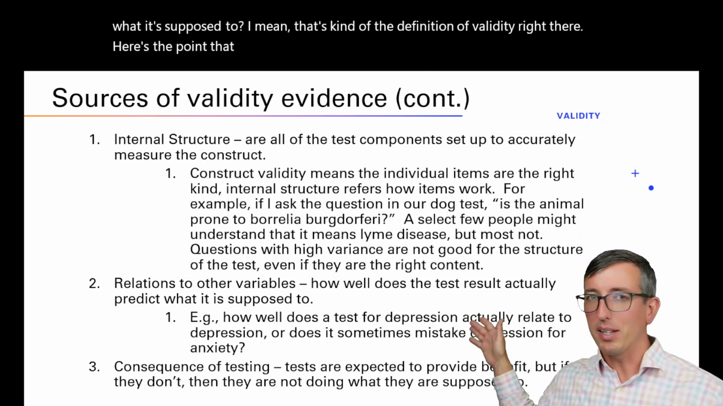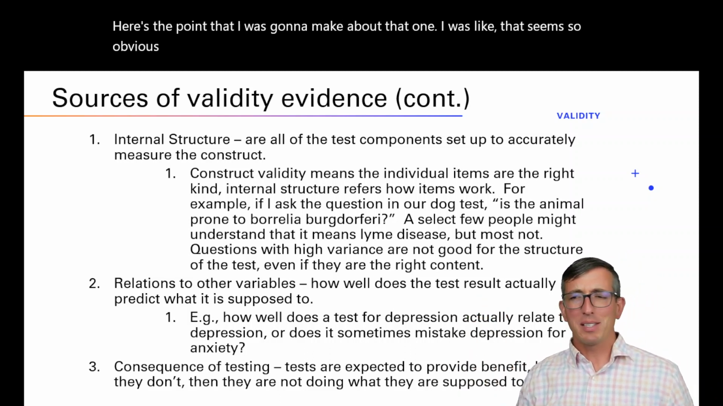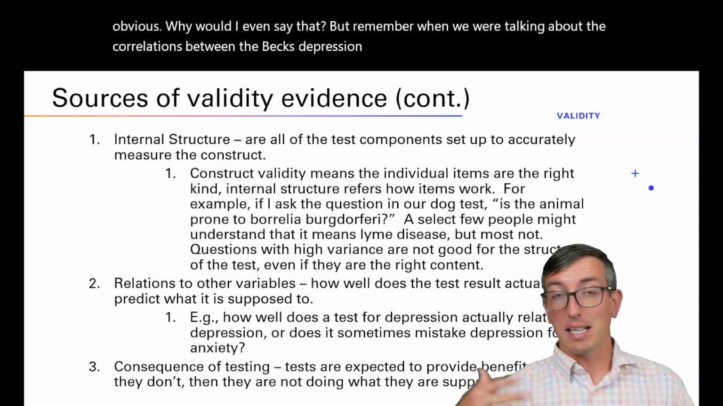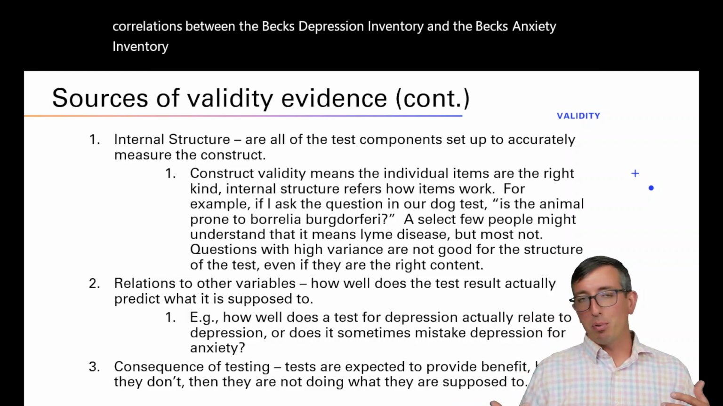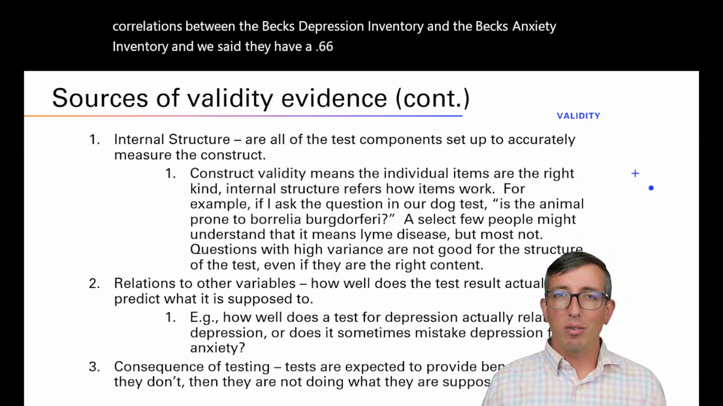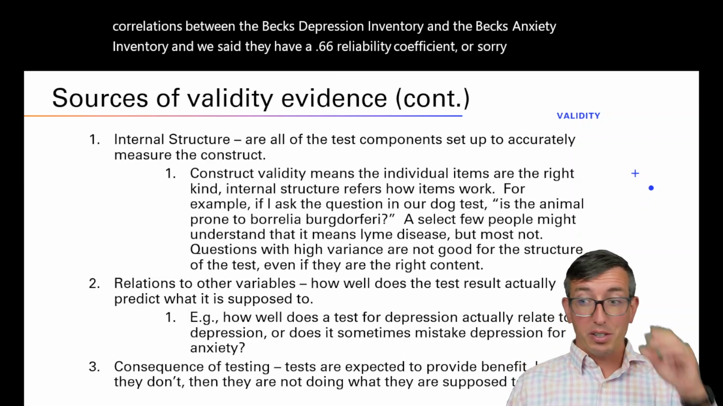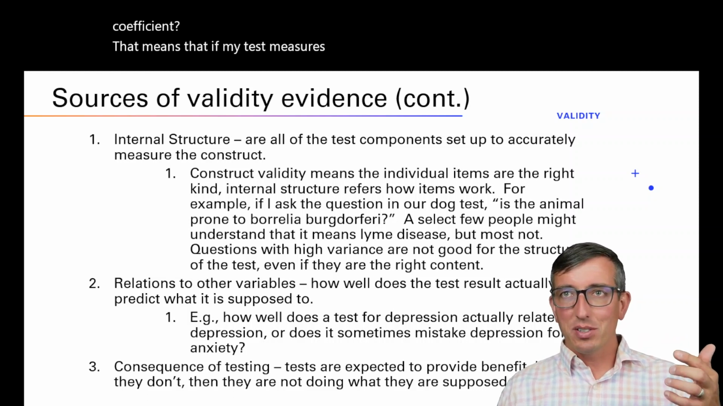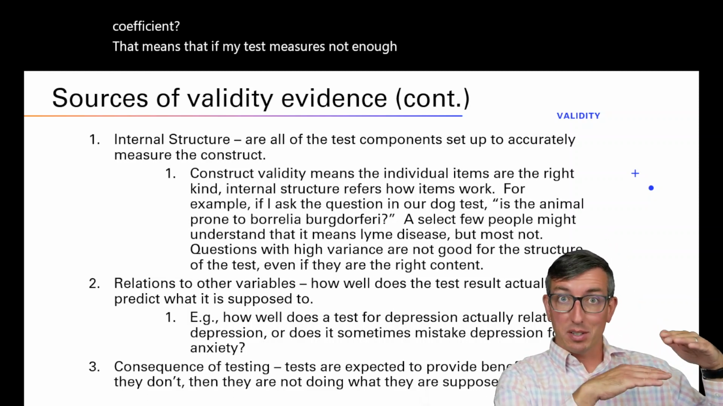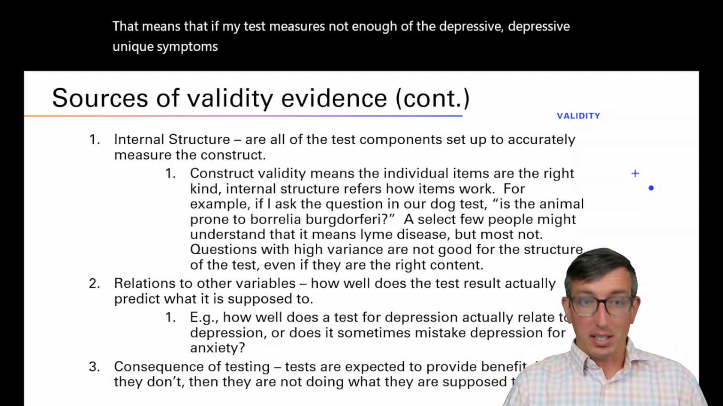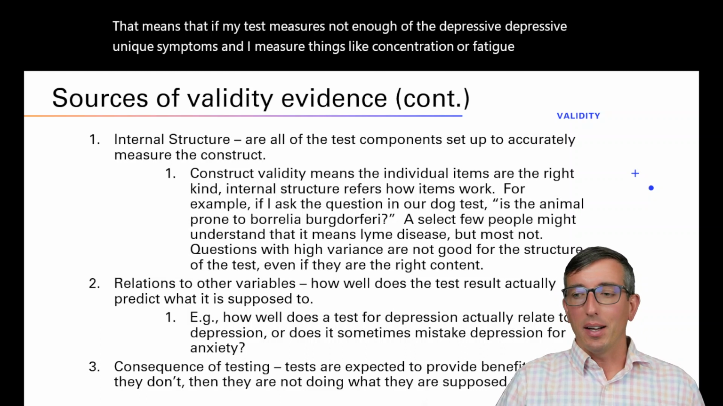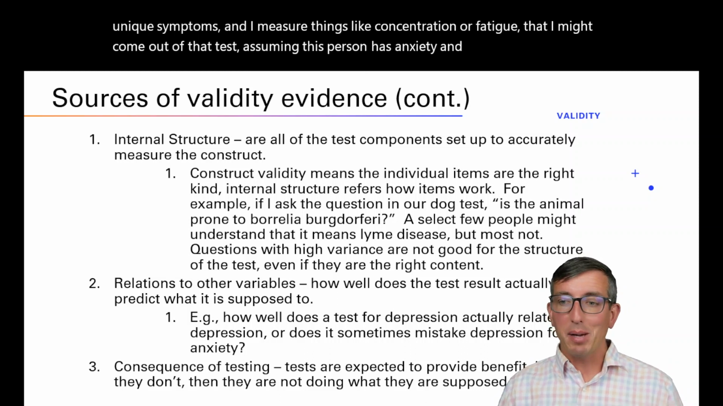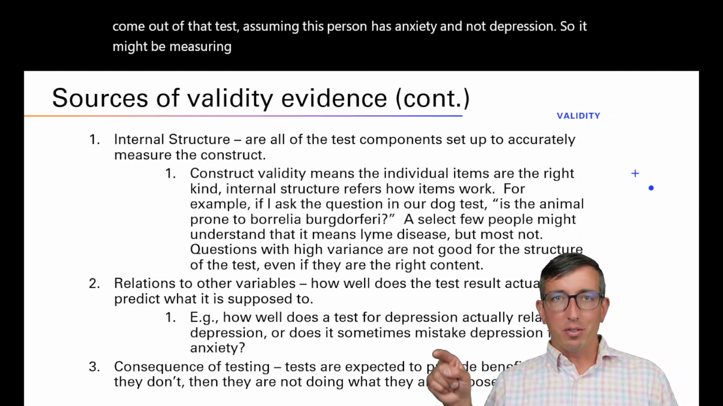Here's the point that I was going to make about that one. I was like, that seems so obvious. Why would I even say that? But remember when we were talking about the correlations between the Beck's Depression Inventory and the Beck's Anxiety Inventory? And we said they have a 0.66 correlation coefficient. That means that if my test doesn't measure enough of the depressive unique symptoms, and I measure things like concentration or fatigue, then I might come out of that test assuming this person has anxiety and not depression. So it might be measuring too much of other variables too.